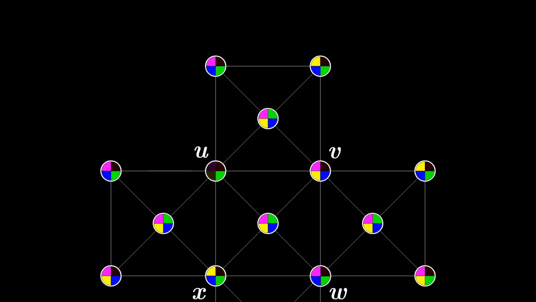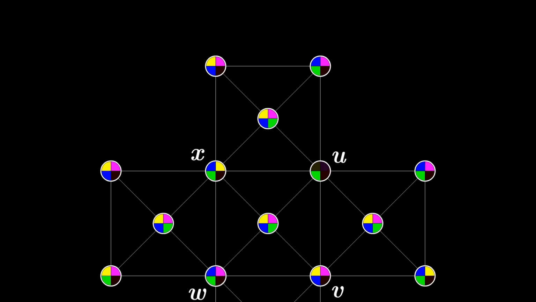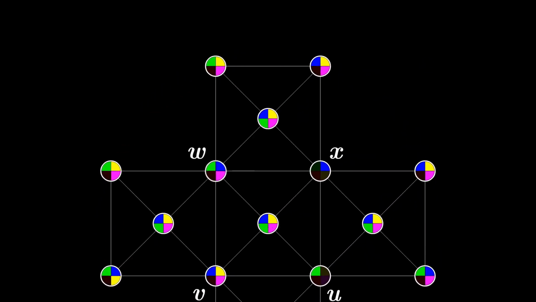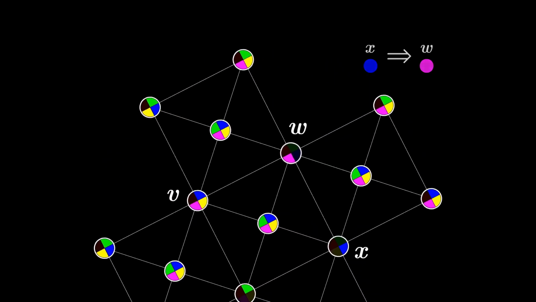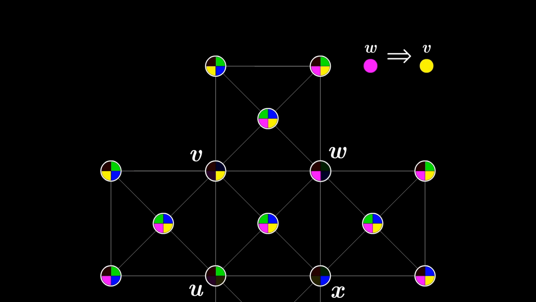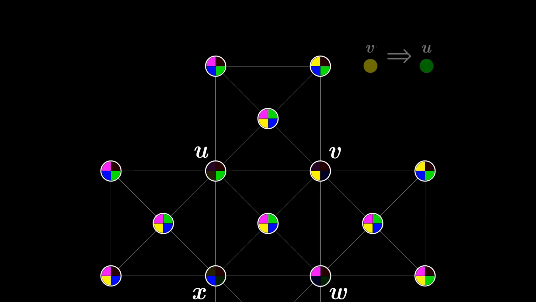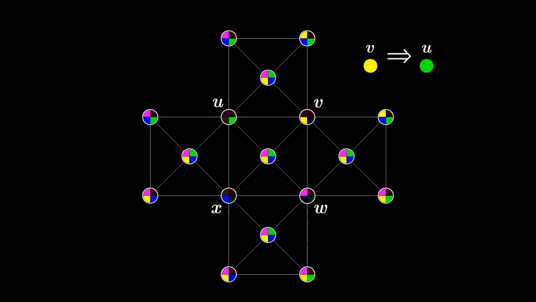Let's color U green. Now we're going to be rotating the cross clockwise, but the situation is the same as before, and by analogous arguments, we have that U being green implies that X is blue, X being blue implies that W is magenta, W being magenta implies that V is yellow, and V being yellow implies that U is green. So again, we find that the 4 vertices of the central square are colored in different colors.